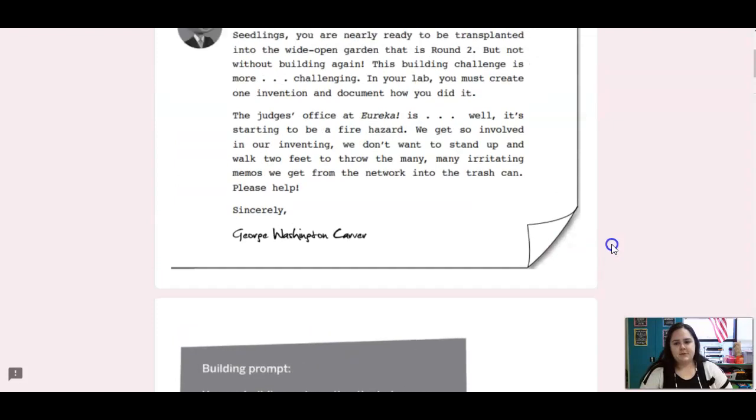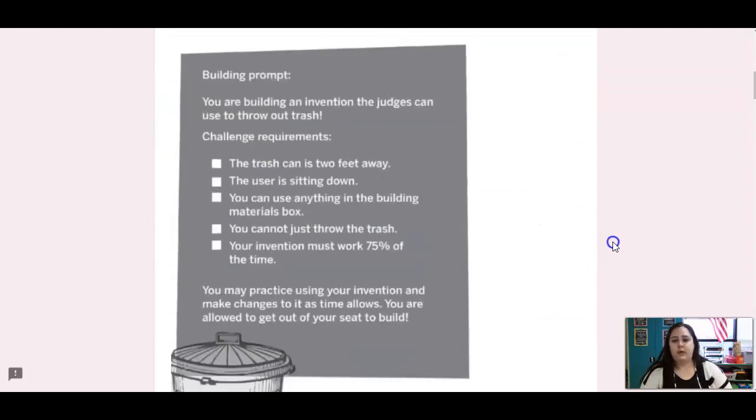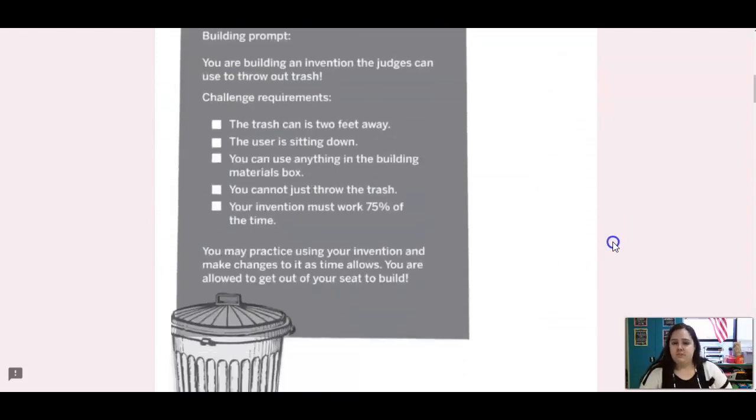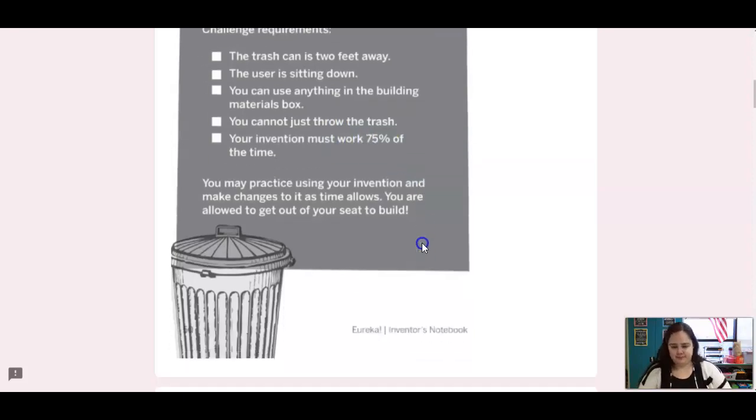So, like George Washington Carver just said in his note, we're going to be making an invention that the judges can use to throw out trash. So here's the requirements. The trash can is 2 feet away. The user is sitting down. You can use anything in the building material box. So we don't have these at home, obviously. Use any materials that we would be able to find in school or at home. You cannot just throw the trash, so you cannot just throw it into the garbage. And your invention should work 75% of the time.